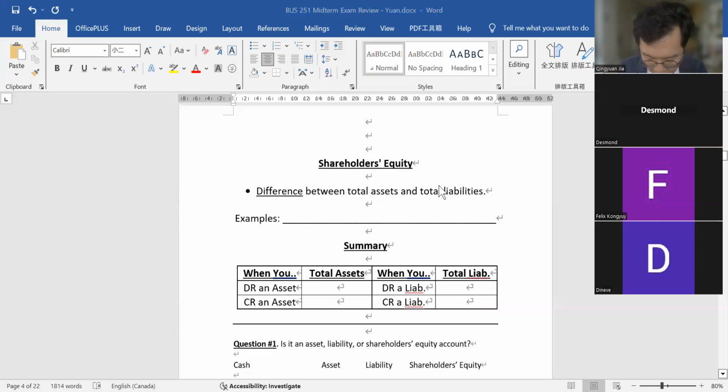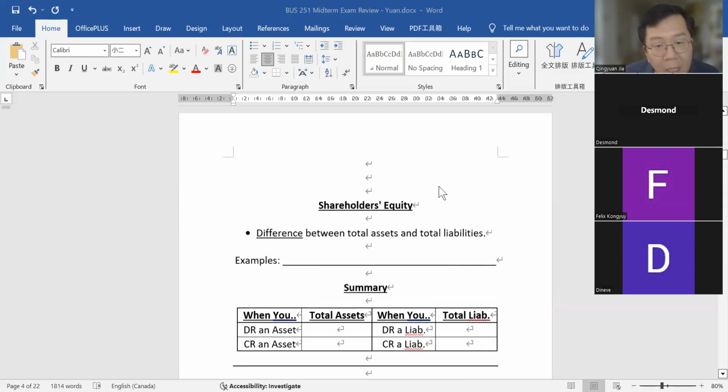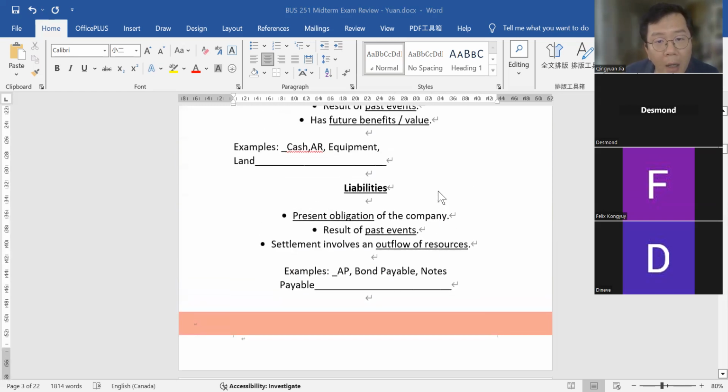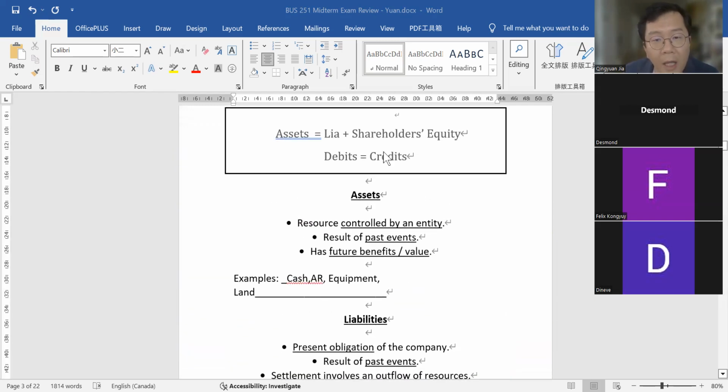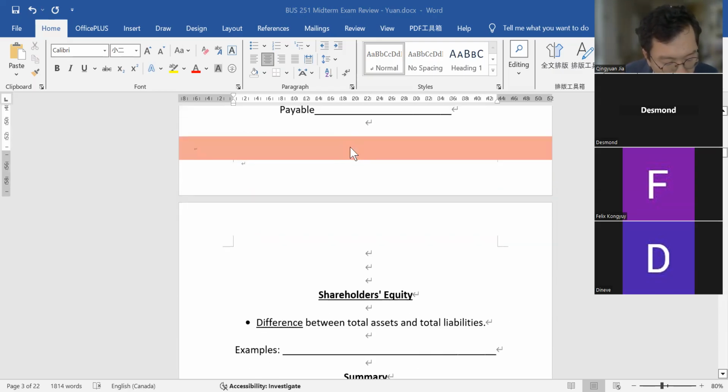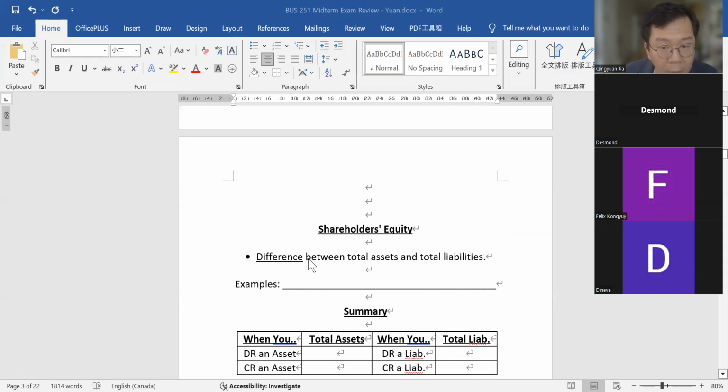Okay, so next concept will be shareholders' equity. So how do we calculate shareholders' equity? Since we already have the assets and we have liability, we just do the mathematics. So the shareholders' equity could be the difference between the total assets and total liability. It also represents the value that belongs to the shareholders.